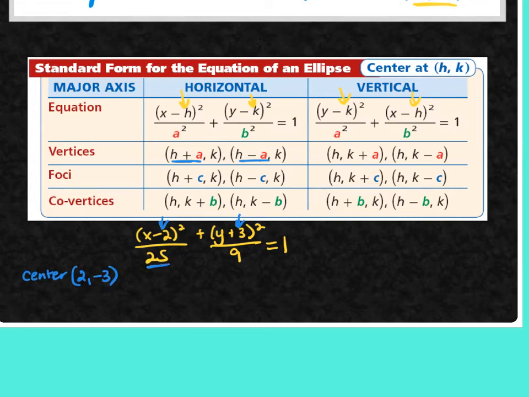The a squared is still under the x, so this is a horizontal, where the a is 5 and the b is 3. So then I would plot my center, 2, negative 3, and instead of going right and left from the 0, 0, we go right and left from here. So I'd go to the right, 1, 2, 3, 4, 5, and go to the left, 1, 2, 3, 4, 5, and go up 1, 2, 3, and go down 1, 2, 3. And there's your ellipse.